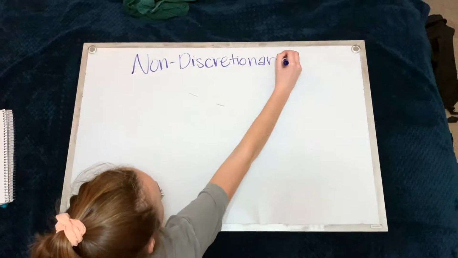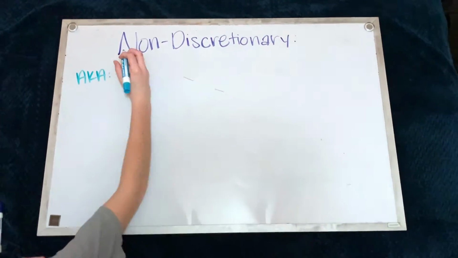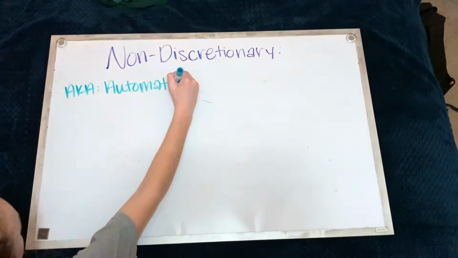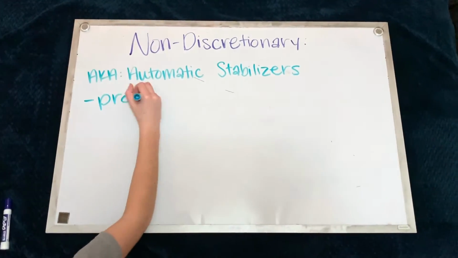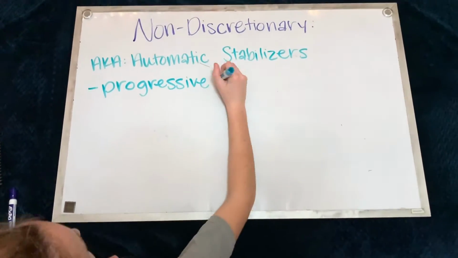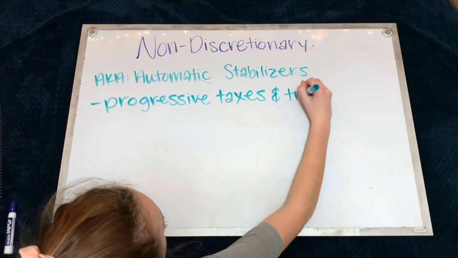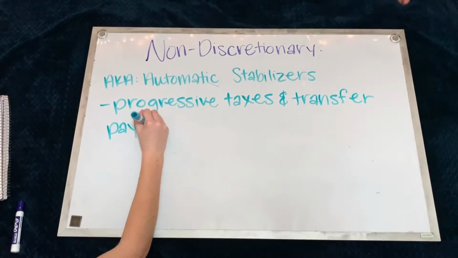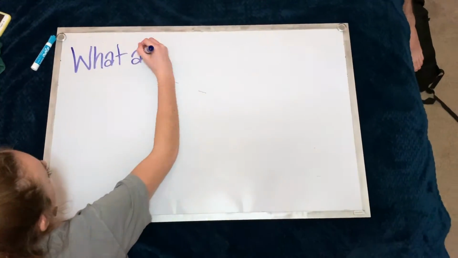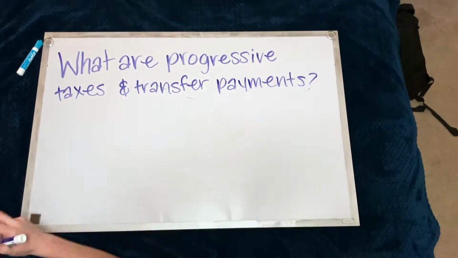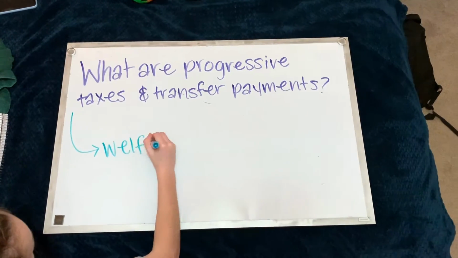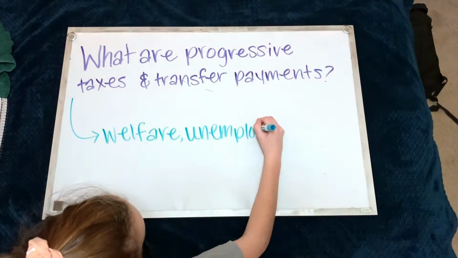Non-discretionary fiscal policy, also known as automatic stabilizers. These are progressive taxes and transfer payments. So, what are progressive taxes and transfer payments, you might ask? Well, these are things such as welfare, unemployment, etc.